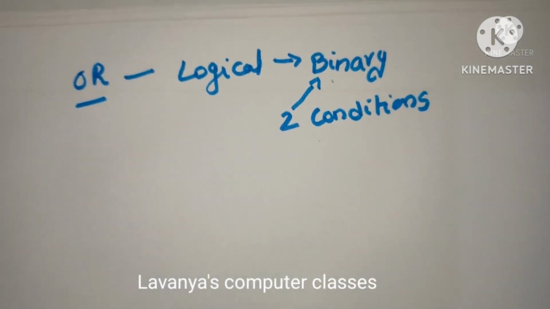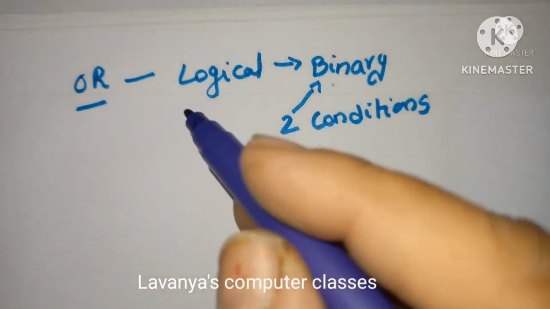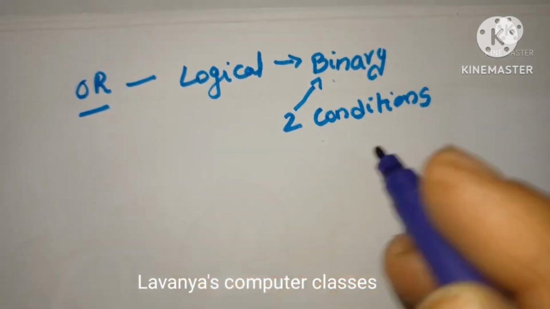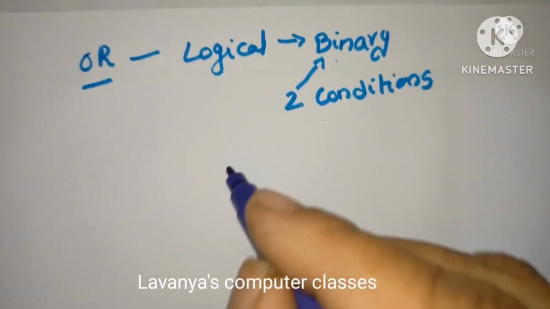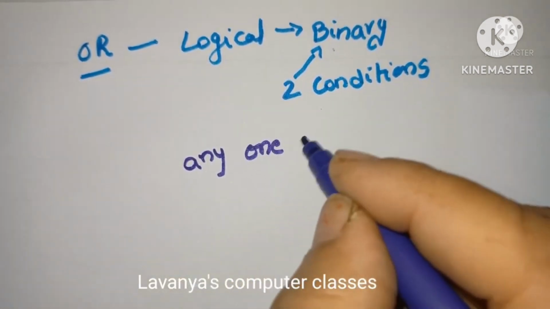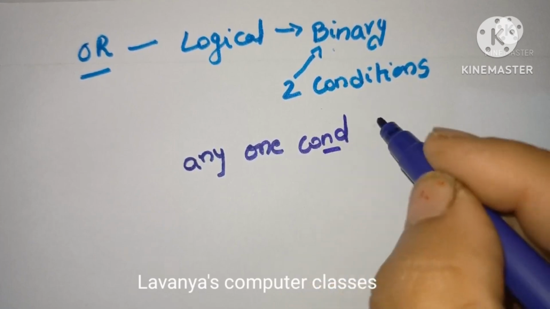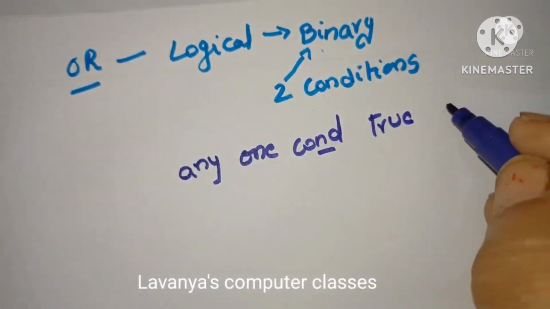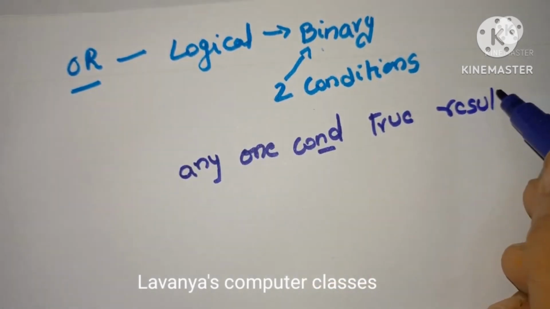First of all, it is a logical operator. Now I explain how the OR operator is working. OR is also used between two conditions. If any one condition is true, then automatically the total result is true.